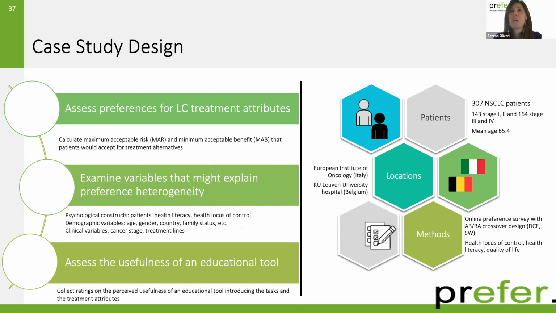So the quantitative study was conducted in two different cancer hospitals in two different countries, Italy and Belgium. We enrolled a total of 307 non-small cell lung cancer patients from stage 1 to stage 4. We invited them to fill in an online survey. The survey was composed of questionnaires, educational tools, and two different choice tasks, the discrete choice experiment and the swing weighting. Next slide, please.